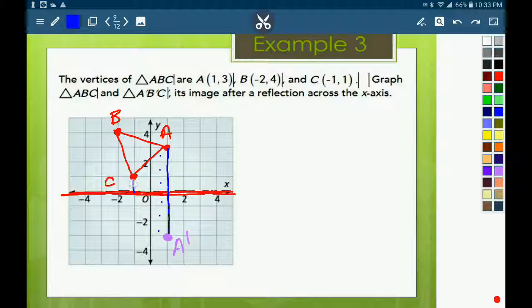So C is 1 unit away from the line of reflection, so it's got to be 1 unit away in the opposite direction. So that makes C prime right there. And then my last point that I'm seeing, B, we've got right there's the path. That's 1, 2, 3, 4 units long. 1, 2, 3, 4 units again, making B prime right there. Connect your dots. You should see a mirror image of the two triangles.